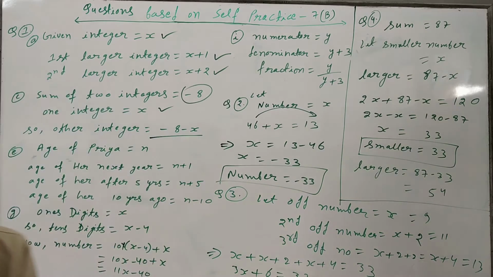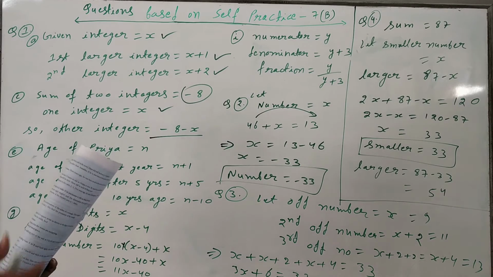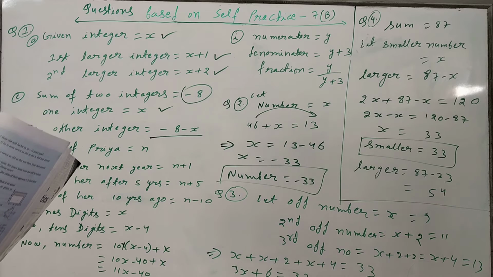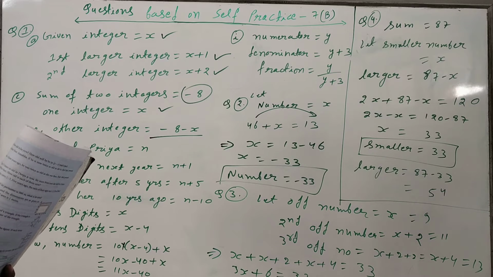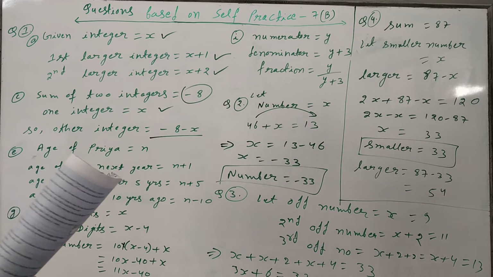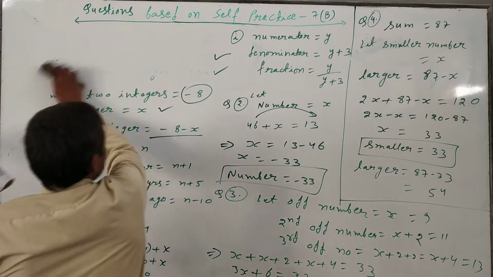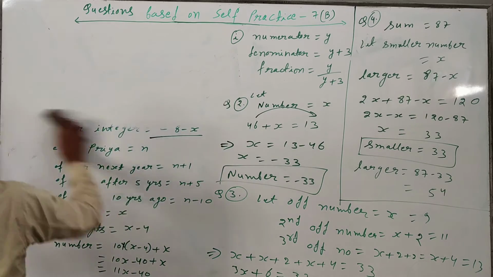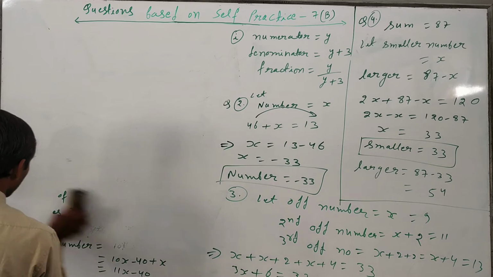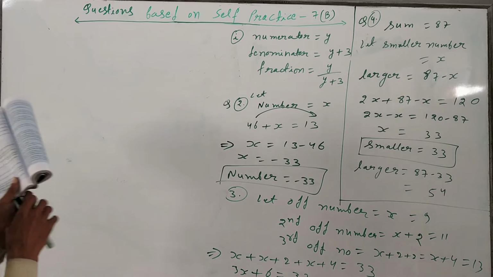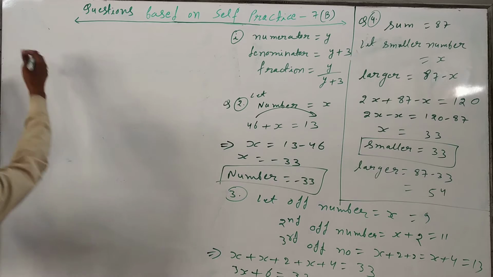Now we have to do question number 5. Just try yourself. Okay, question number 5 I will leave. Just try yourself. Question number 3 also, try yourself. Now we have to do question number 7. First of all we have to do question number 7, then we will go for the next question. Whatever I have left, just try yourself.